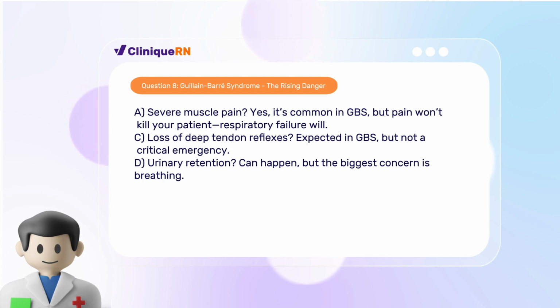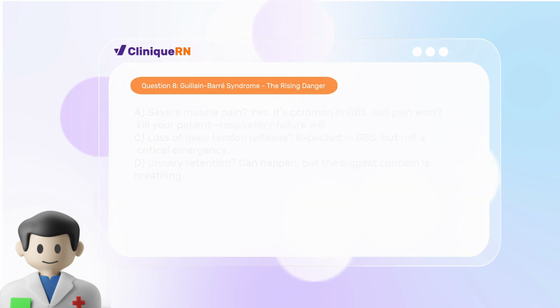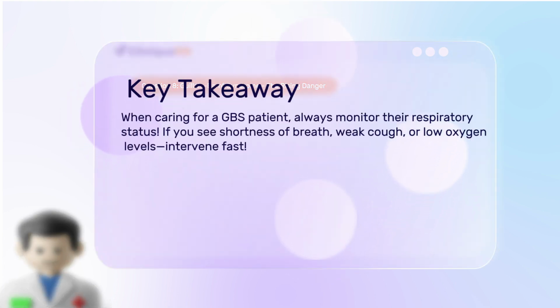Expected in GBS, but not a critical emergency. D. Urinary retention. Can happen, but the biggest concern is breathing. Key takeaway. When caring for a GBS patient, always monitor their respiratory status. If you see shortness of breath, weak cough, or low oxygen levels, intervene fast.